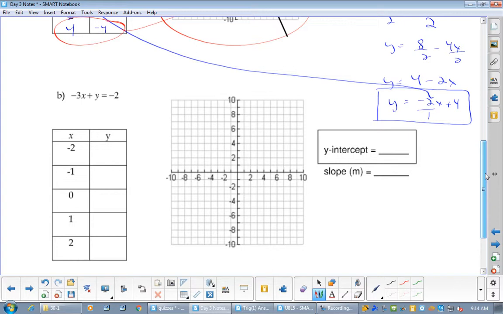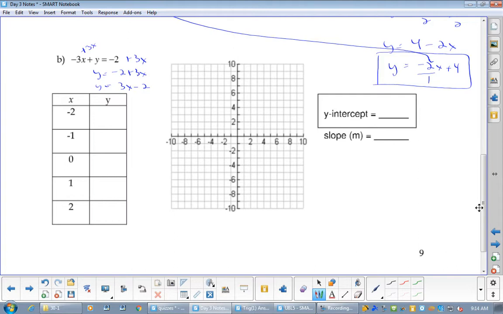What do I need to do to solve for this? Add 3x to both sides, because what's my goal at all times? Get it to be y equals. So this would be y equals negative 2 plus 3x. Now I'm close, but I kind of don't like this form, because we've been doing mx plus b, mx plus b. So what would it be if it was in mx plus b? 3x minus 2.